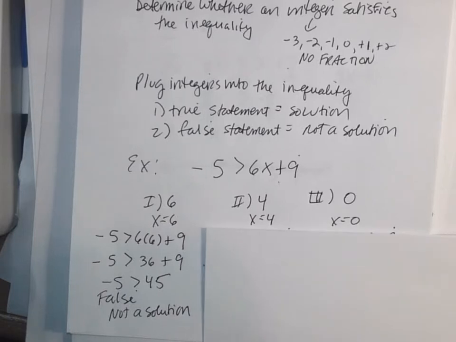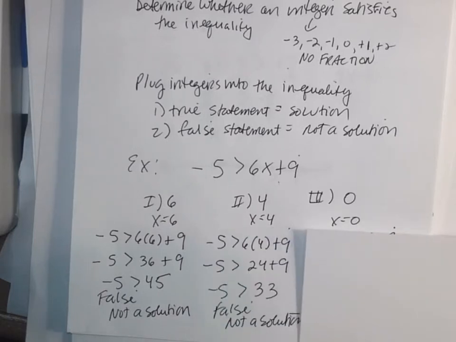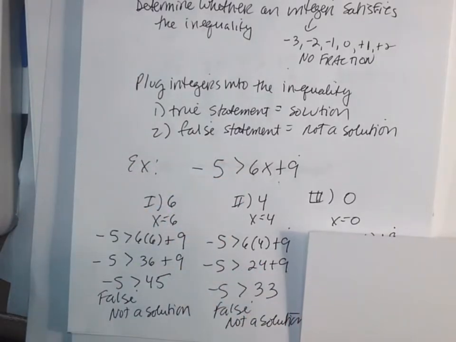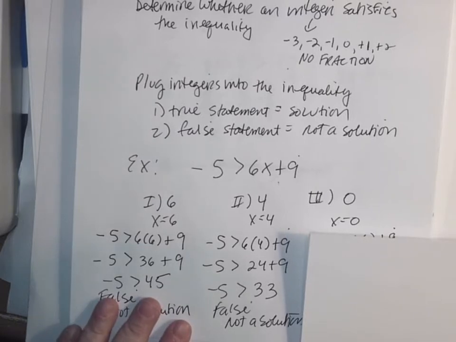Now I'm going to slide it over and show you what it looks like to put a 4 where the x is. So I put 6 times 4 plus 9. I did the math on that to get -5 is greater than 33, which is not true. -5 is not greater than 33, so that is also not a solution.